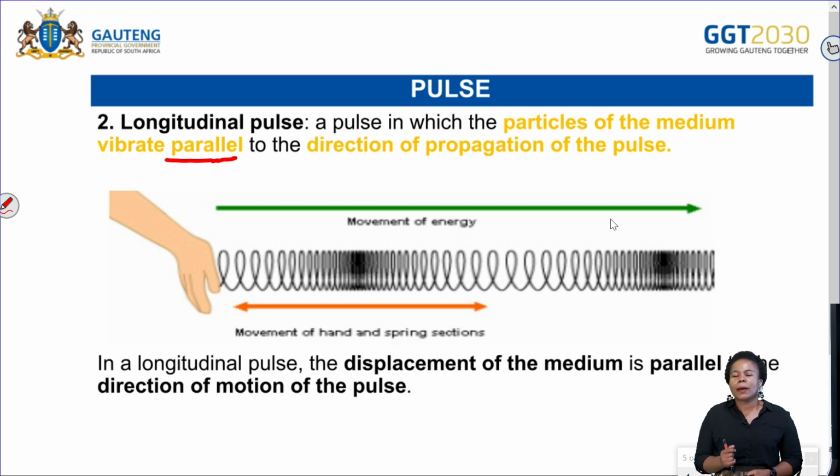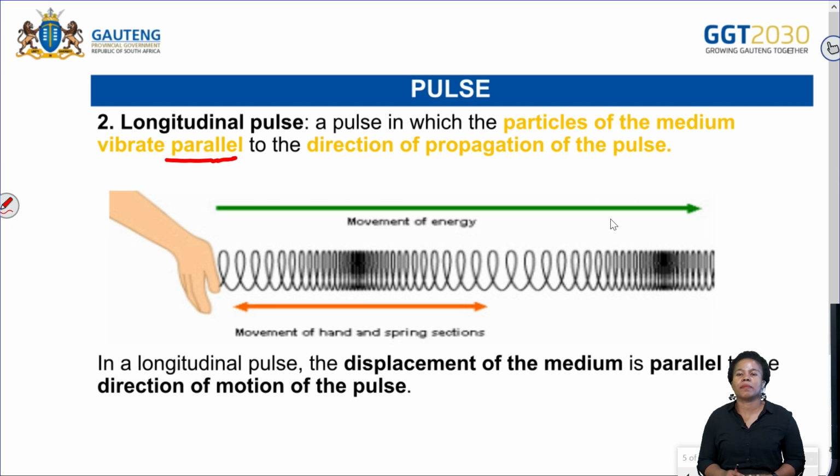The best example for the longitudinal pulse is your spring. As you can see, as you are shaking it without moving it up and down, there will be spaces of compression where your spring is contracted and places where it is far apart, compressed and far apart. That is your pulse moving from one position to another. And it's propagating parallel to the vibration of the medium particles themselves.